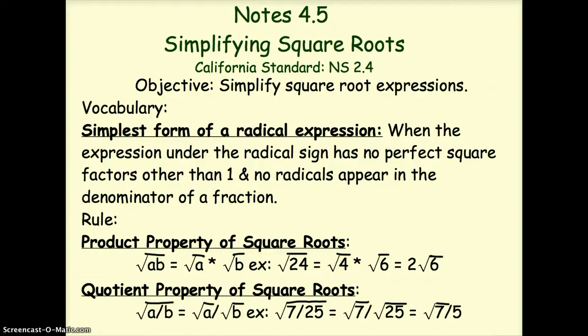Quotient of square roots, same thing. Radical A over B is the same thing as radical A over radical B. For example, radical 7 over 25 is the same thing as saying radical 7 over radical 25. And of course, the radical 25 can be broken down to become just 5, because the square root of 25 is 5, and the 7 will be left alone. Okay, so let me explain this a little further.